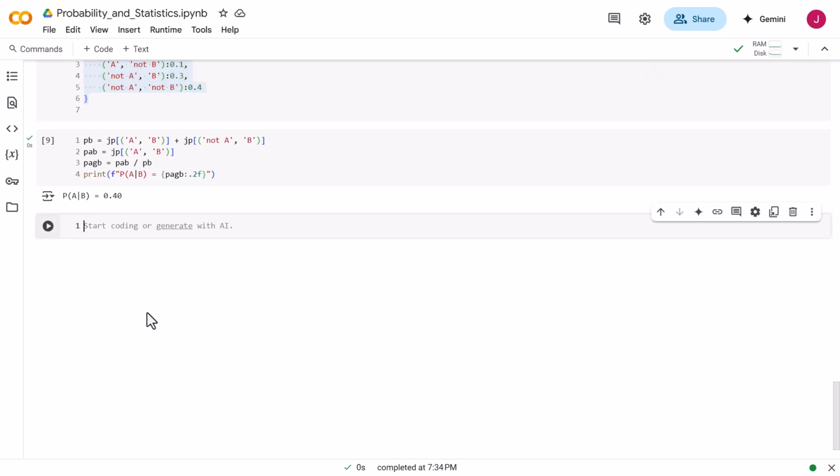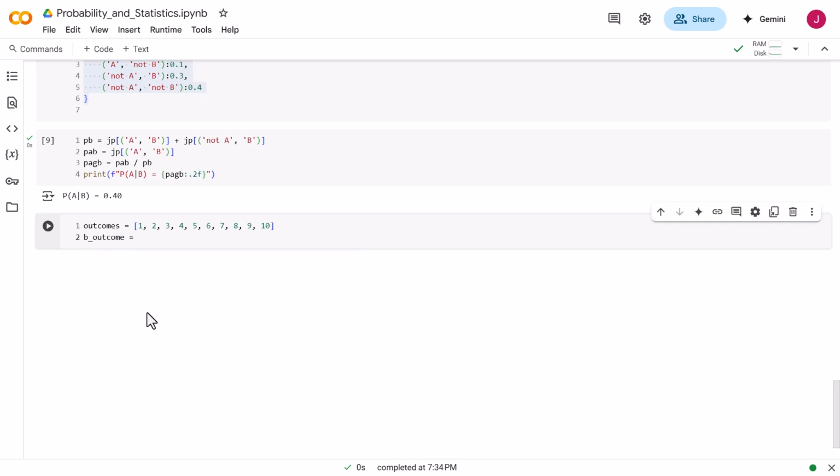For example, we have two lists of outcomes and we want to calculate the probability of A given B, where A is a value like 3 and B is a value like 0. So I can say outcomes equals 1, 2, 3, 4, 5, 6, 7, 8, 9, and 10. This is the sample space.